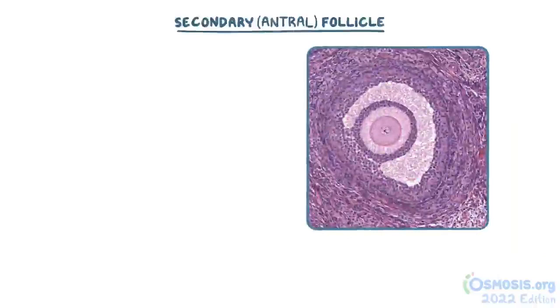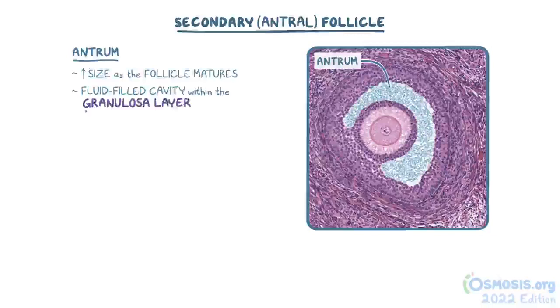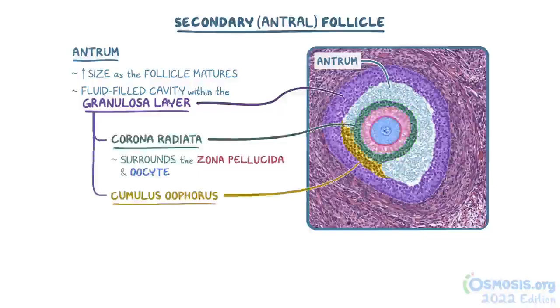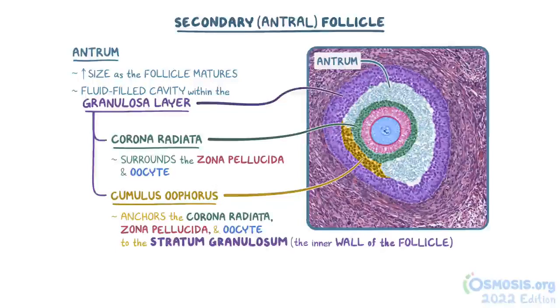The next stage of follicular development after the primary follicle is called the secondary or antral follicle. This stage can be identified by the formation of an antrum, which is a fluid-filled cavity that increases in size as the follicle matures and is formed within the granulosa layer. The granulosa cells will continue to proliferate and form a few structures like the corona radiata, which surrounds the zona pellucida and oocyte. The cumulus oophorus is also formed by granulosa cells, and it anchors the corona radiata, zona pellucida, and oocyte to the stratum granulosum. The stratum granulosum is the inner wall of the follicle that consists of the remaining granulosa cells.